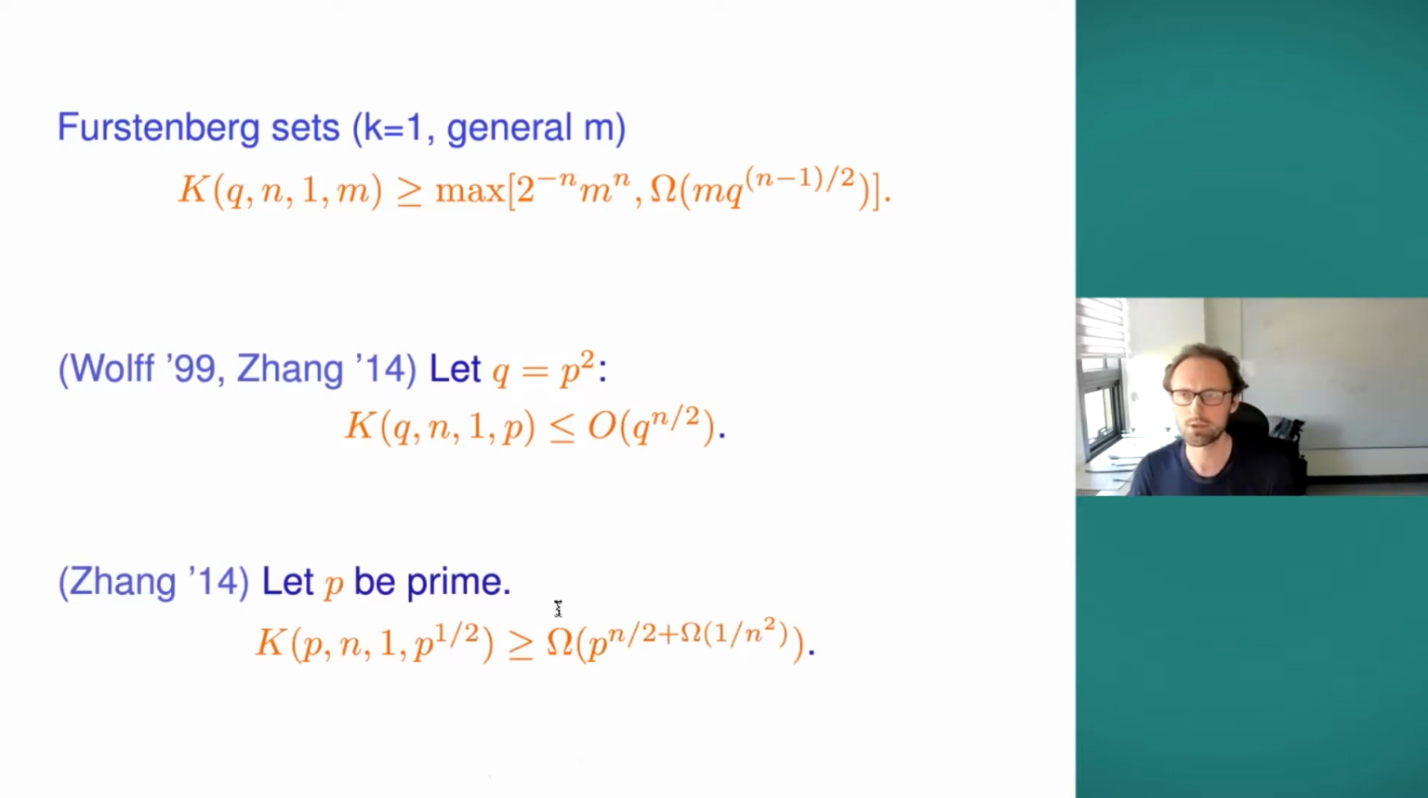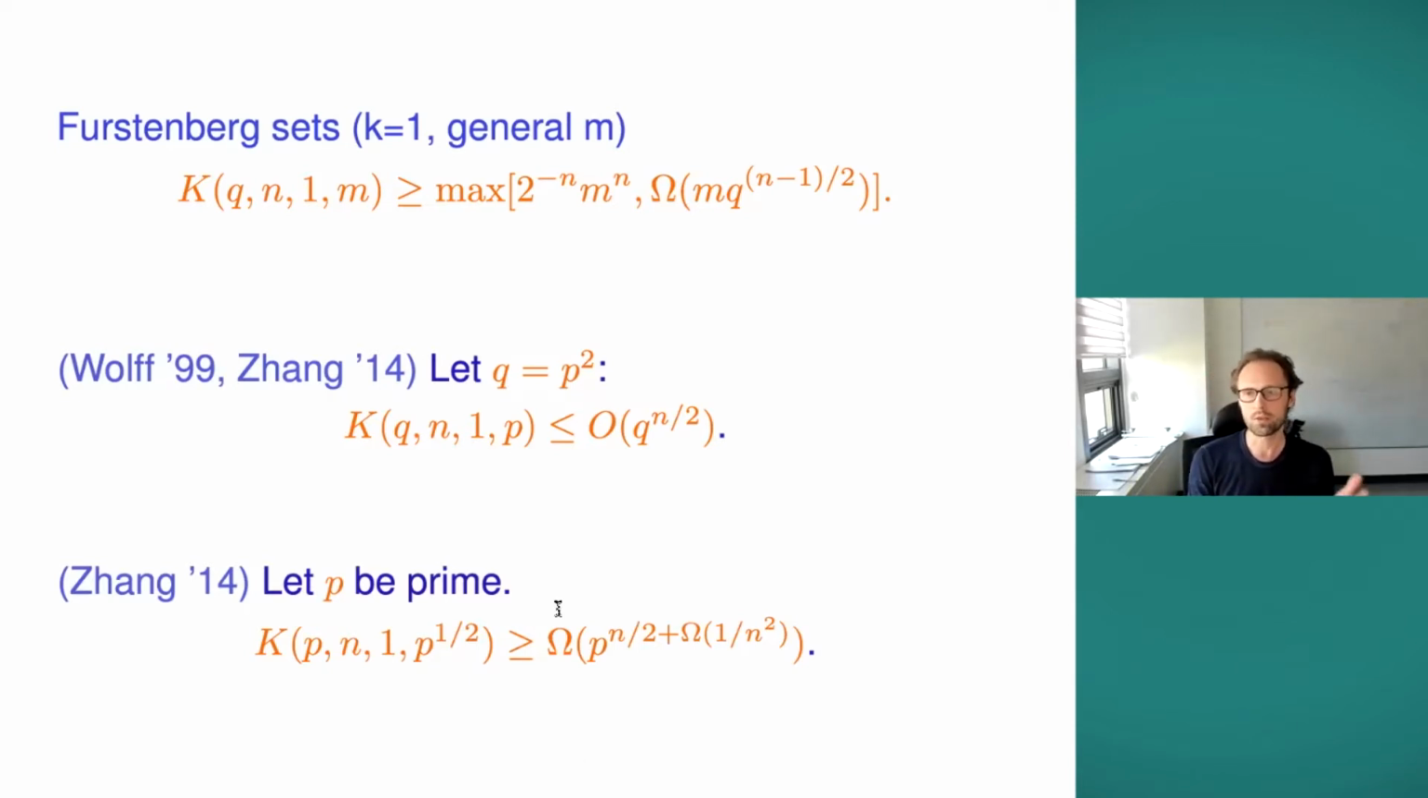This construction relies critically on the existence of a subfield of order P. And Zhang showed in 2014 that there must be a gap for prime order fields. So if this subfield doesn't exist, you can prove a better lower bound. Certainly this lower bound is not tight, and there remain a lot of open questions.